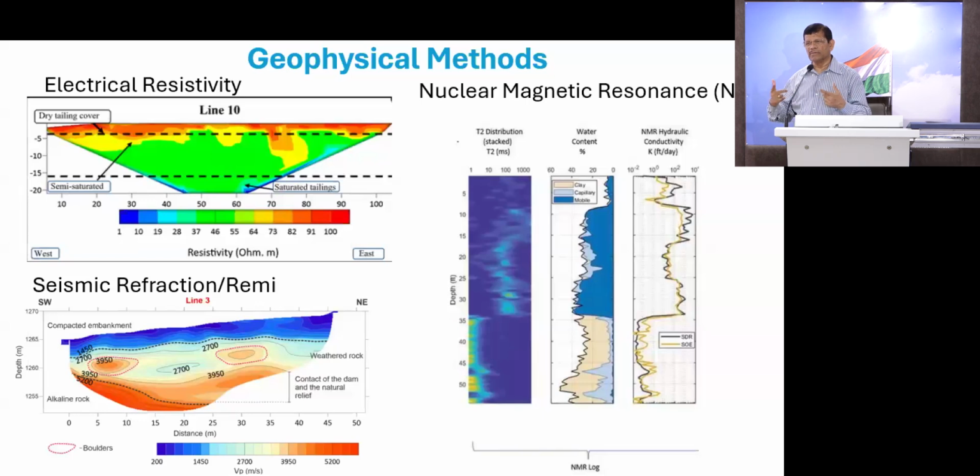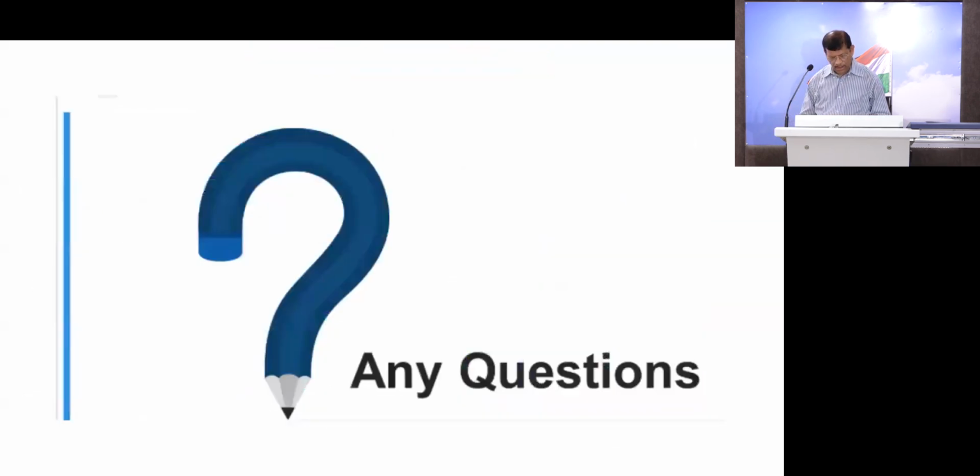Again, you know that any geophysical method requires a lot of interpretation. You have to be familiar with what you are doing, the site, the tailings, what kind of behavior the tailings have. If you know that, then you can easily interpret the geophysics. That's all for today. If we have some time for discussion, any questions?